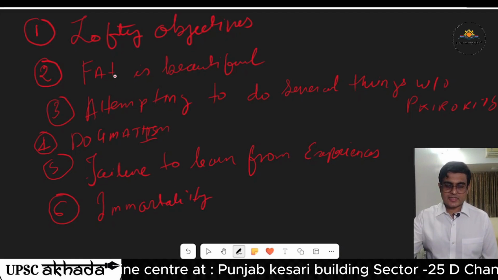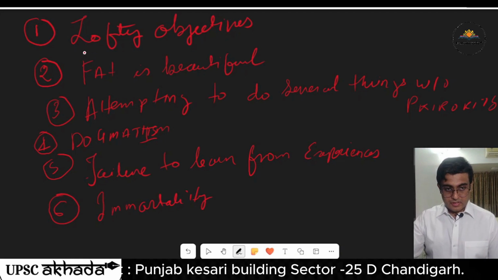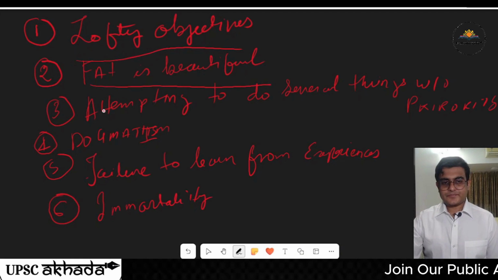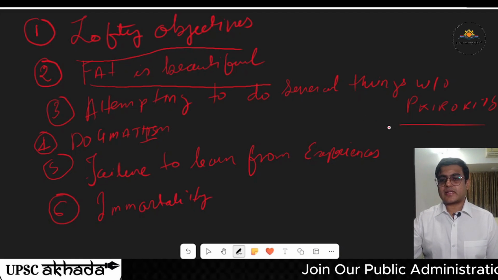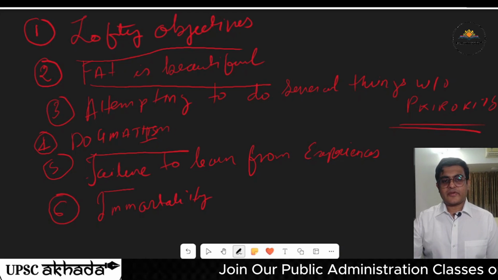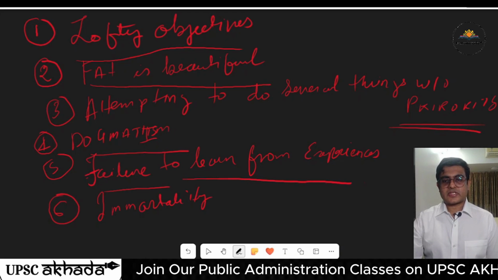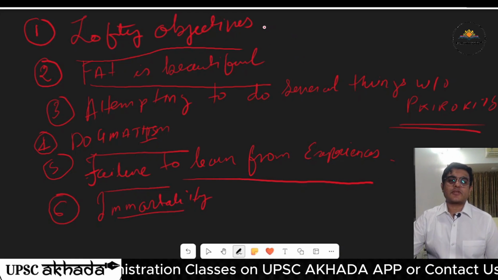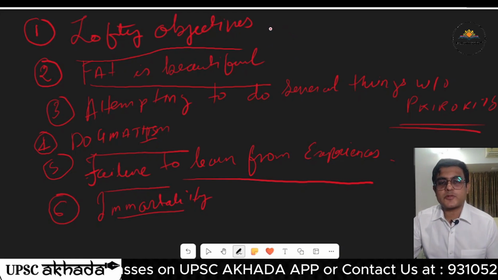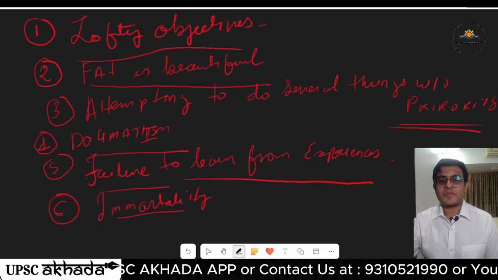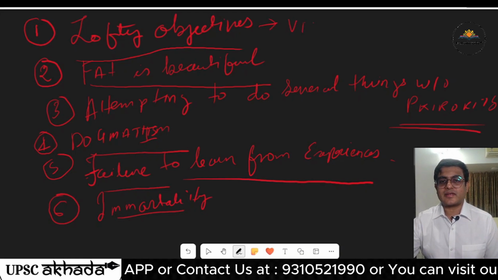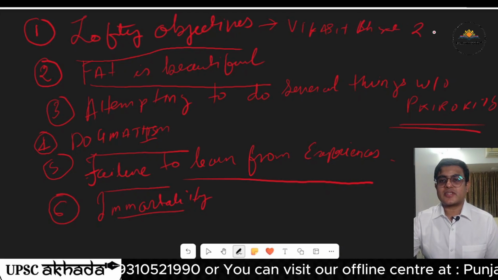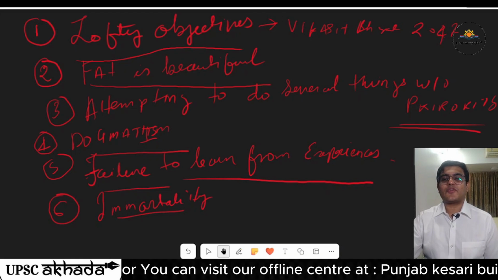These are broadly the six sins he talks about that are committed in government organizations. So: lofty objectives, fat is beautiful, attempting to do several things without prioritizing them, dogmatism, failure to learn from experiences, and immortality. Many times government organizations have very lofty, very big objectives. See, the current government also has an objective of Vikasit Bharat by 2047. Now, a very big objective, a lofty objective.